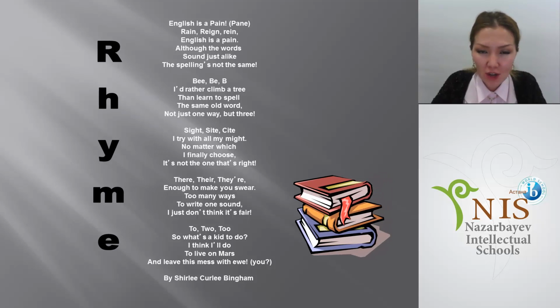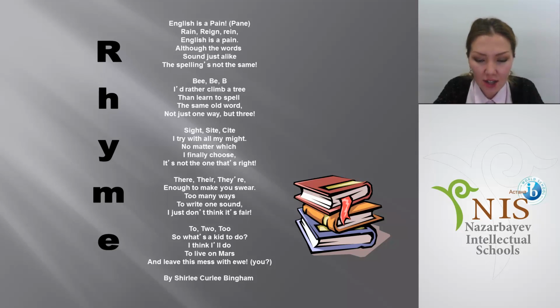English is a pain. Rain, rain, rain. English is a pain, although the words sound just alike, the spelling is not the same. Bee, be, B. I'd rather climb a tree than learn to spell the same old word, not just one way, but three. Sight, site, cite. I tried with all my might. No matter which I finally choose, it's not the one that's right. Their, there, they're. Enough to make you swear. Too many ways to write one sound, I just don't think it's fair. Two, too, to. So what's a kid to do? I think I'll go to live on Mars and leave the mess with you.